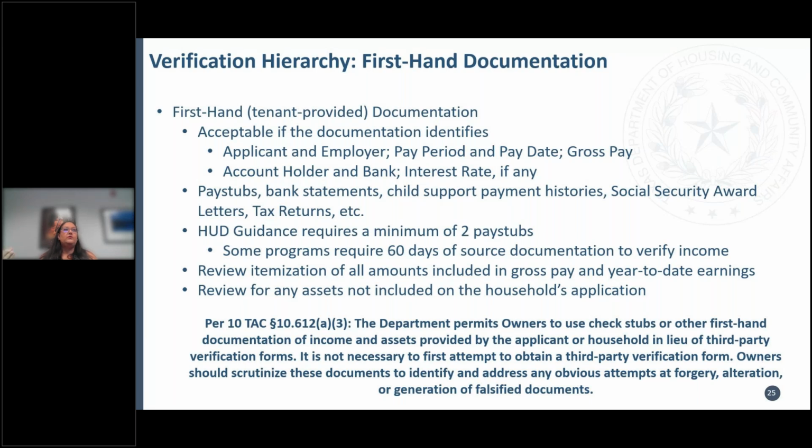You want to review itemization of all amounts included in gross pay and year-to-date earnings. If they get a bonus, you need to know how often they're going to get that and what's the amount. Maybe it was a one-time bonus. We saw a lot of that during COVID, that there was a one-time bonus because they worked extra during this certain time frame. But maybe it's regular and quarterly or annual or monthly, and you need to include that when you forecast their earnings. You also want to review for assets.